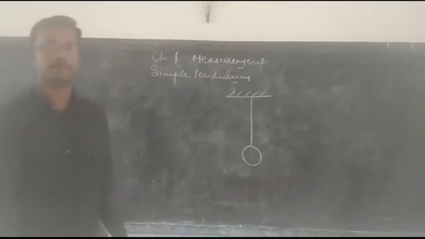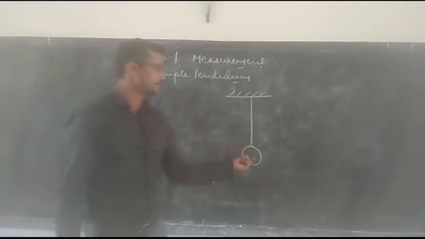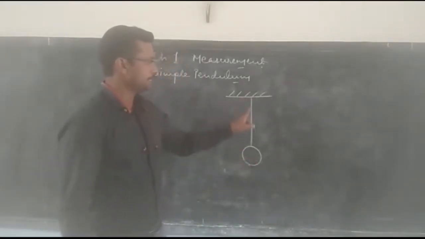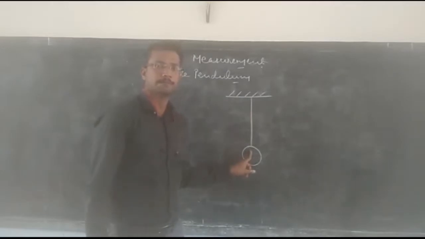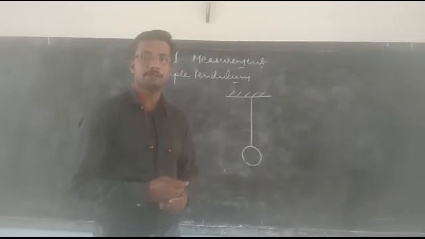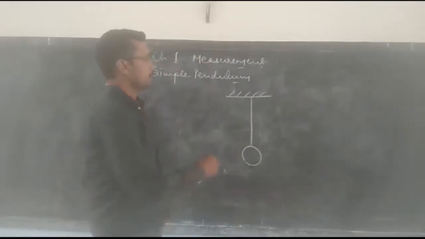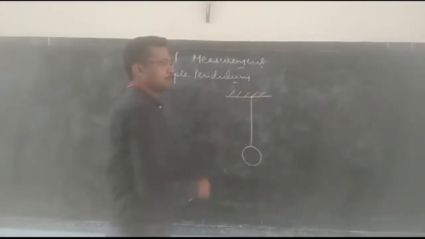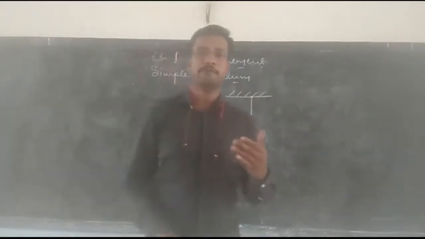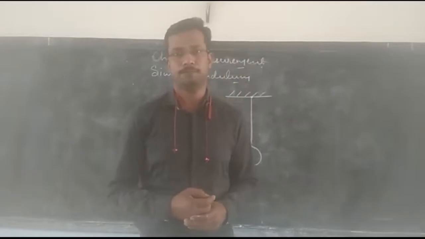This is called simple pendulum, where this is called the bob of a pendulum and this is the string. Now the length of the pendulum, you should know here, should be from the point of the rigid support to the center of the bob. This is called effective length of the pendulum.